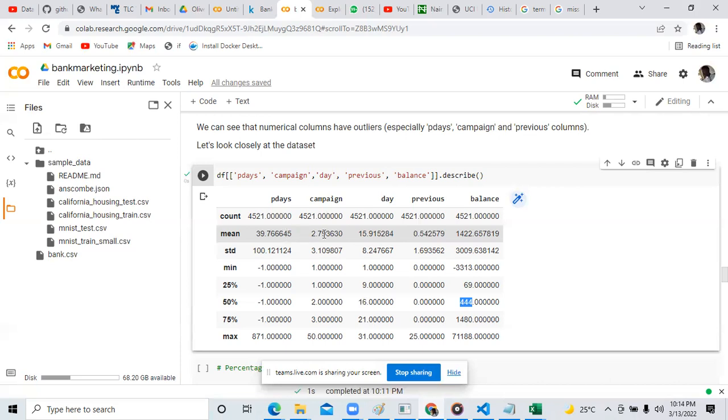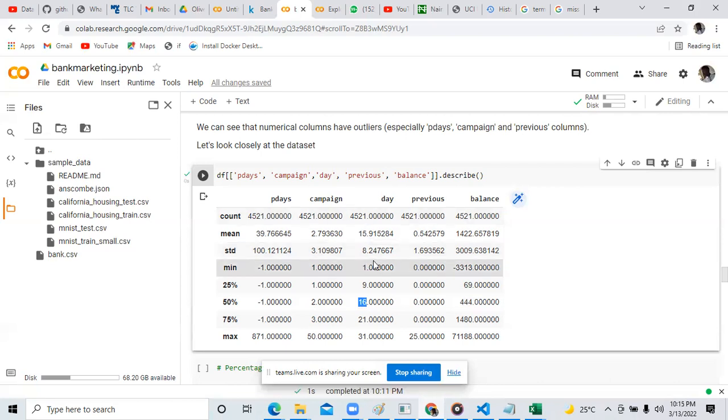Like this, 2.7 and 2. I would have loved it to be closer, but it's still not bad. Look at this one. The mean is 15. Okay. And this 50% is 16. No, it's not bad.